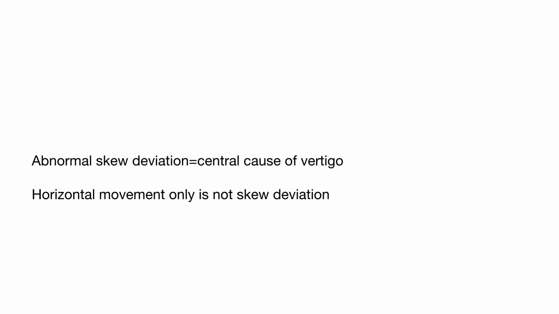The examiner for patient 2 did not need to touch the patient's face, but in any case he had no vertical skew deviation. Here is an example of abnormal skew. When the right eye is uncovered, it moves diagonally upward and medially. When the left eye is uncovered, the eye moves diagonally downward and medially. This is an abnormal test of skew and indicates that the patient has a central cause for their vertigo and nystagmus. Note that purely horizontal movement does not count as abnormal skew.